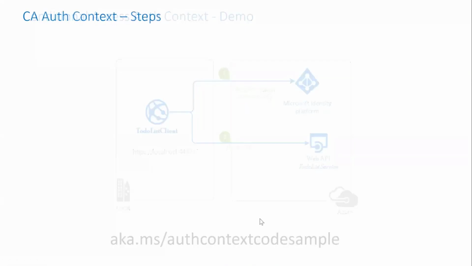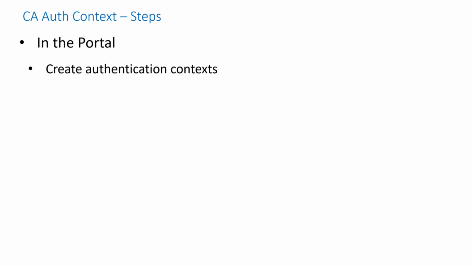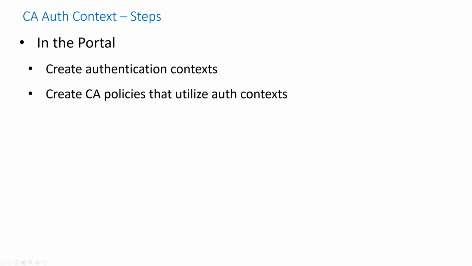OK, so this was a quick demo. And what we had seen here is an auth context in actual action, where for a certain action which I have in my application, I was able to ask Azure Active Directory to have the user go through a certain policy, in this case, do an MFA, before they were able to carry out that operation. So what are the various steps that you need to do? So let's start from the beginning. The first thing is that we would visit the portal, and we will look at what authentication contexts are. And then we will look at some of the CA policies that use those authentication contexts. So without further ado, let's go to the portal again.